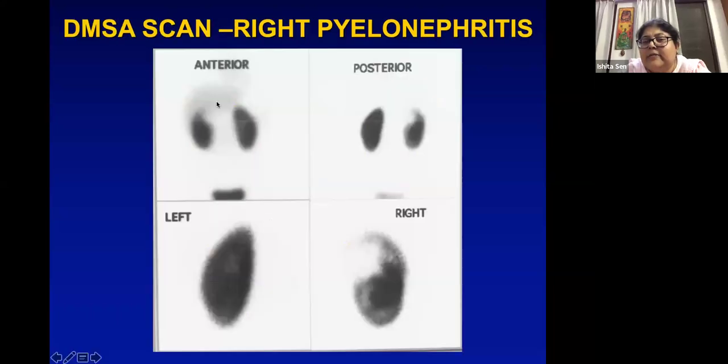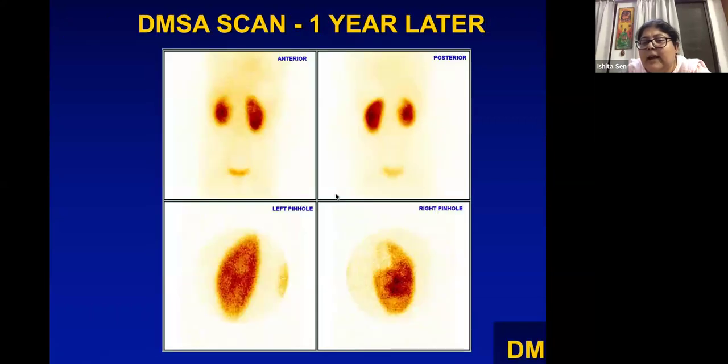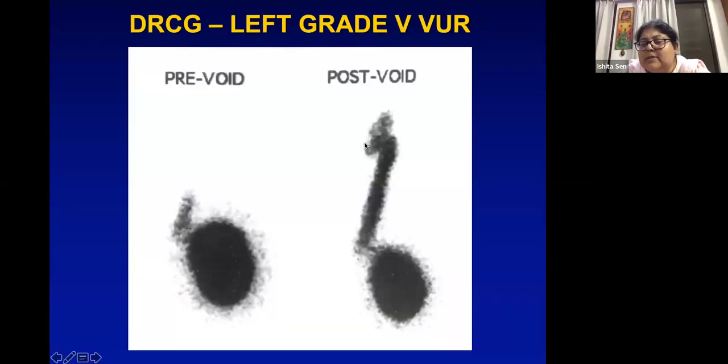This is a patient with a right-sided pyelonephritis, and you can see there is a defect here. This is an acute pyelonephritis, and the cortical contour is maintained. One year later, you find that the scar has become more organized, and there is a volume loss which you're seeing at the upper pole. So this is a patient with a high-grade reflux.